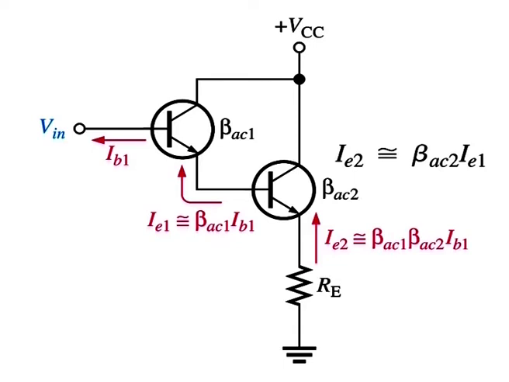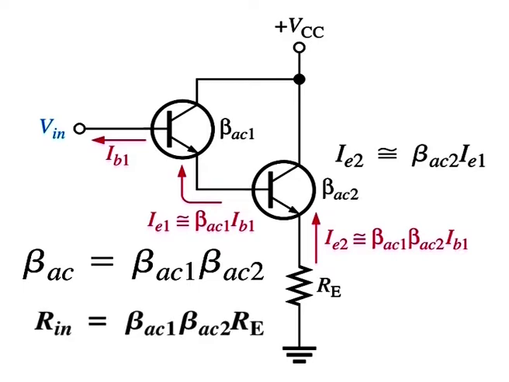Therefore, the effective current gain of the Darlington pair is beta AC equal to beta AC1 times beta AC2. Neglecting Re by assuming that it is much smaller than the load resistance, the input resistance Rin is equal to beta AC1 times beta AC2 times Re.